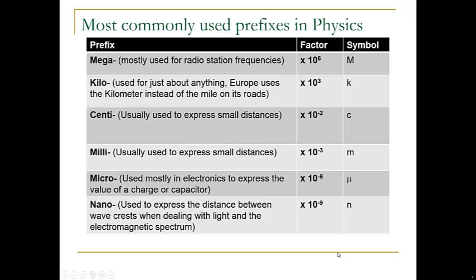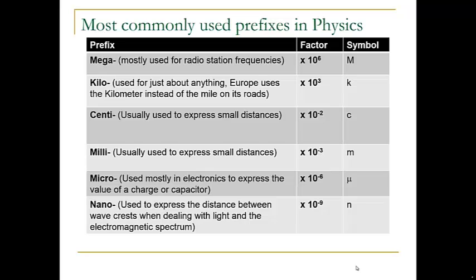So here's a list of the metric prefixes that you're going to see. In front of meter, in front of gram, in front of Newton, we can put any of these prefixes. You are going to want to memorize this chart. What you need to memorize is this prefix: mega, kilo, centi, milli, micro, nano. The 10 factor, and then this symbol.